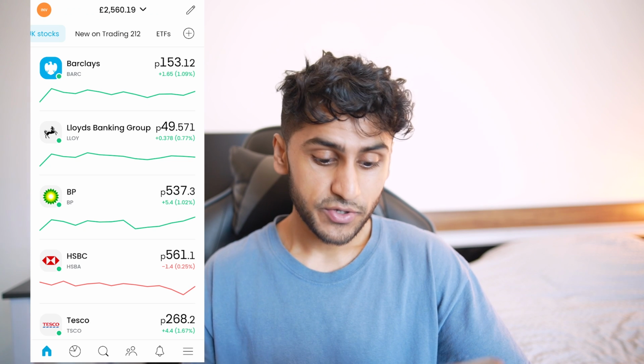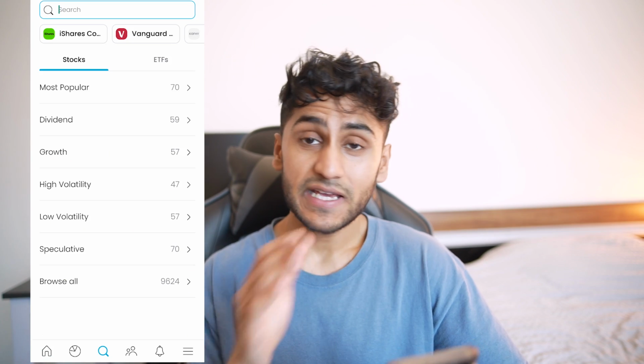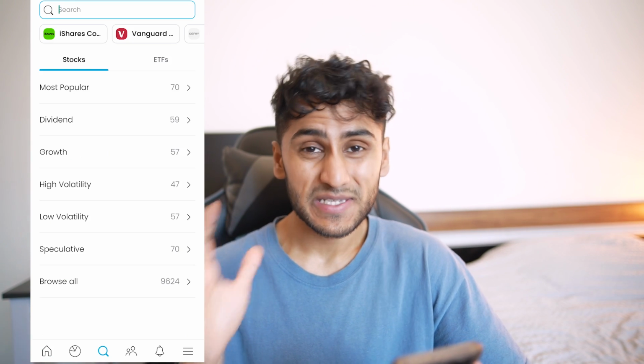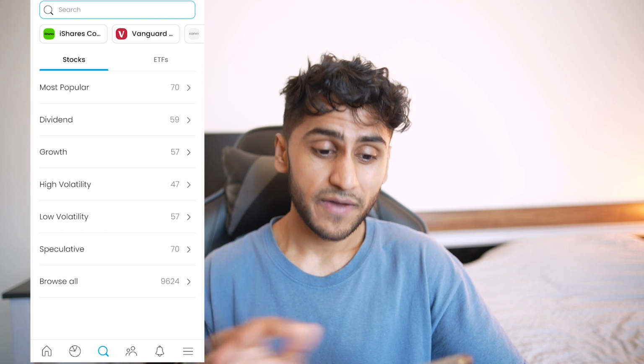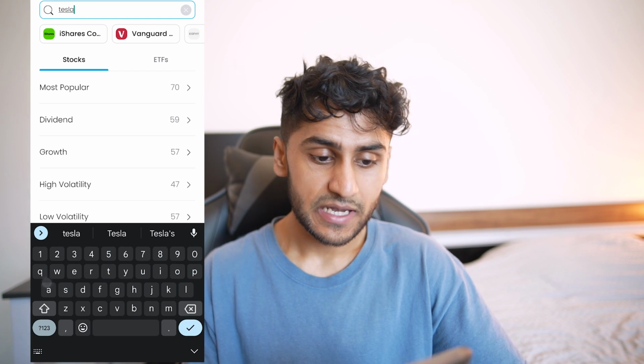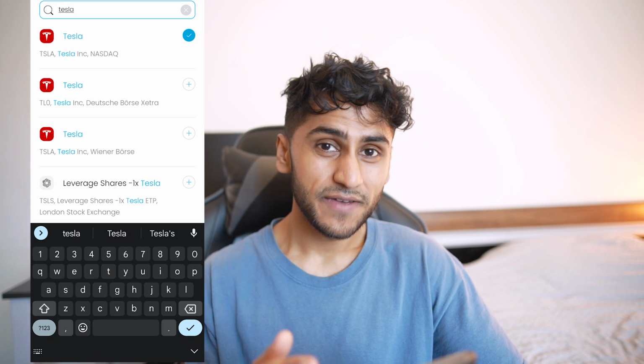So on the Trading 212 app, if you click the magnifying glass below, it takes you to a search bar where you can search the specific stock that you want to invest in. For example, if I wanted to invest in Tesla, I can just type in Tesla and it will give me all the options to invest in Tesla.